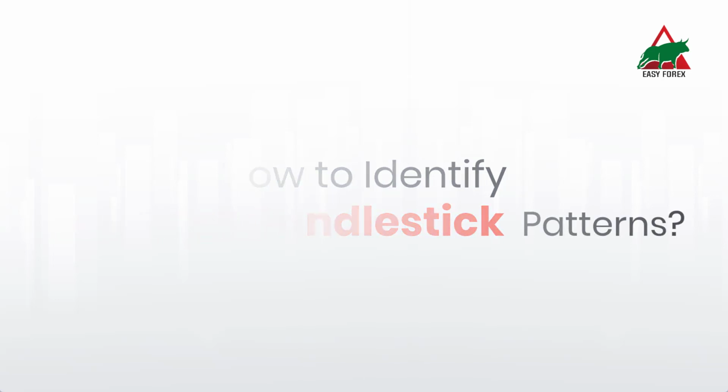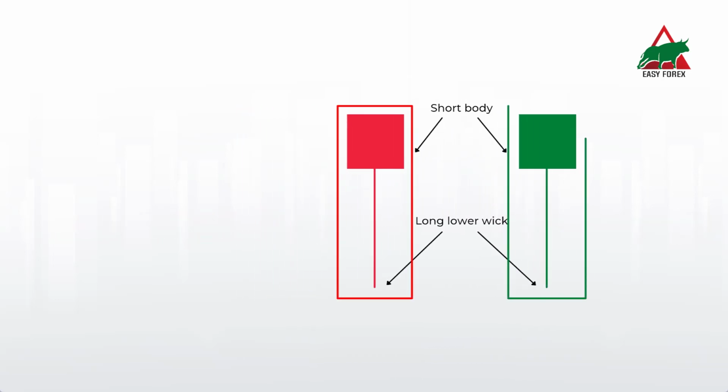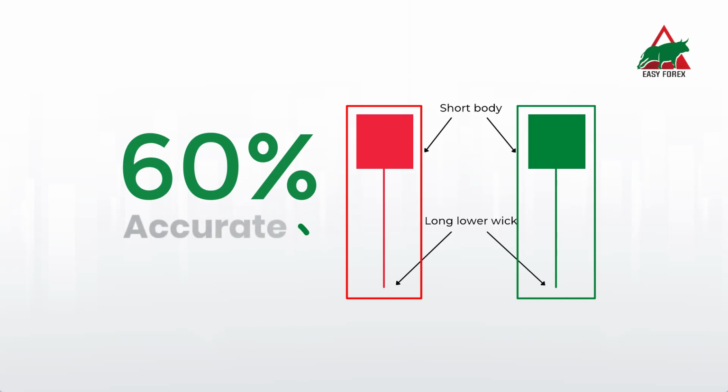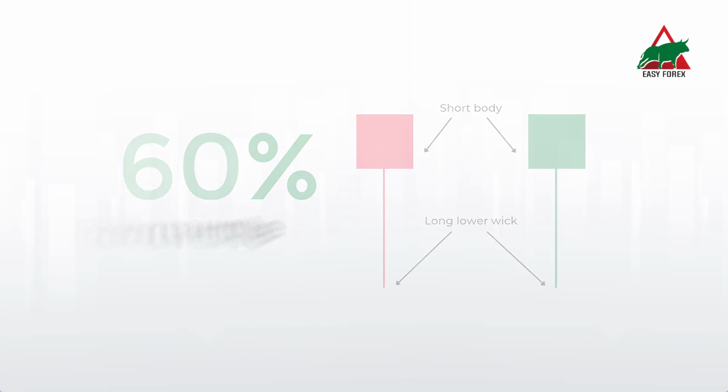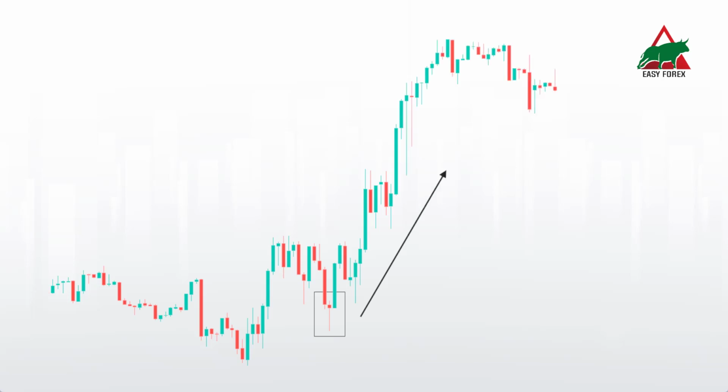How to identify hammer candlestick patterns? The hammer candlestick pattern is a single candlestick pattern and it's about 60% accurate in predicting market reversals. These are very easy to identify and you will see them on all your charts after watching this video. Also, they usually only appear in two places, but you should only focus on the end of the trend.